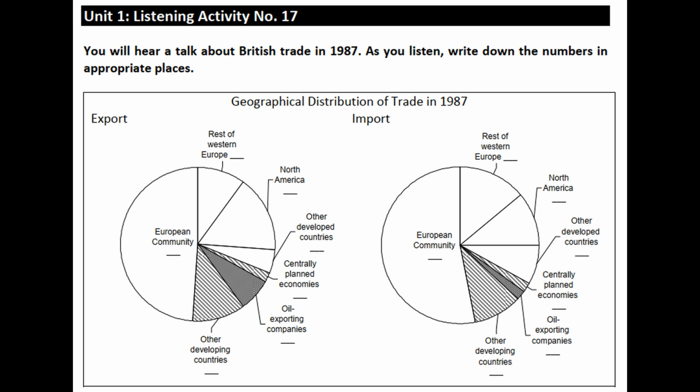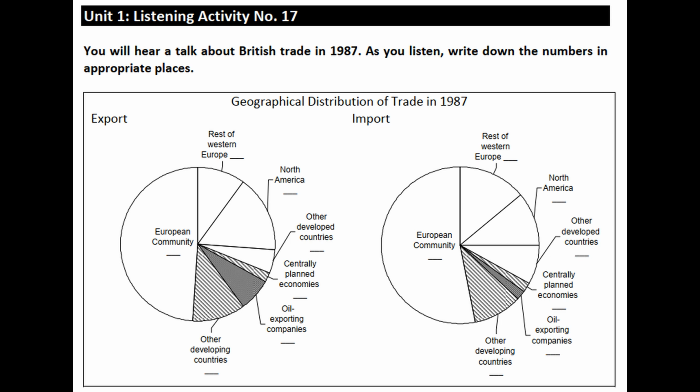Good morning. I'd like this morning to continue our discussion about British trade, and I have brought a couple of pie charts that I'd like you to look at. They give information about British trade by geographical distribution in 1987. The left pie chart is for exports, and the right one is for imports. Now let's look first at the left pie chart, the exports pie chart.